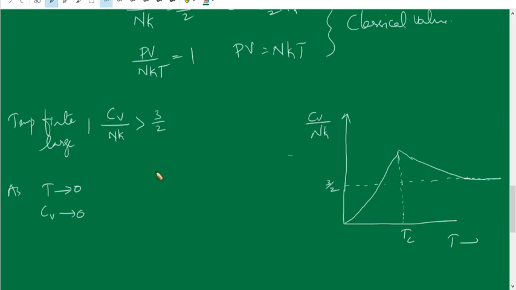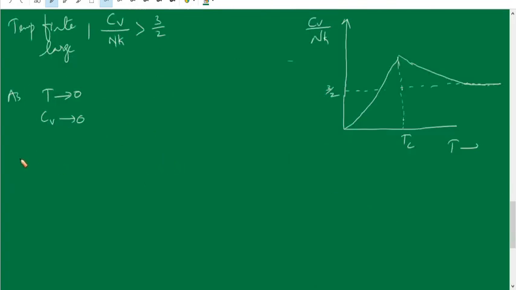Now, as the temperature falls, what happens? Lambda cube increases, lambda increases. Lambda is proportional to T raised to minus half. So as temperature decreases, lambda increases. Therefore, n lambda cube increases.